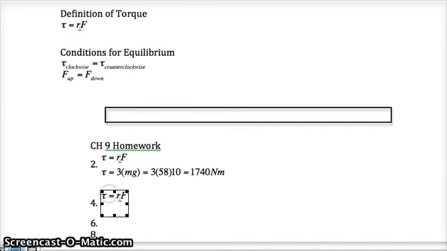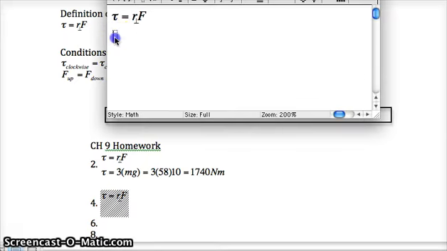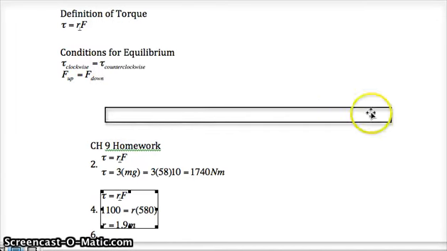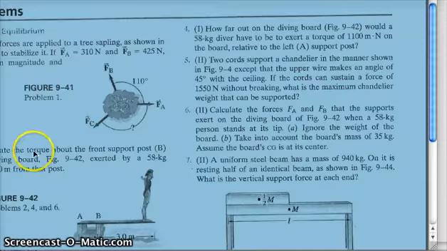And I'll work it out here as well. Here they've given you the torque. So they've given you that the torque is 1100, and they're asking for the distance. The force is still going to be the same, which is 580. So 1100 divided by 580 gives you 1.9 meters. So the answer to that question is 1.9 meters out.